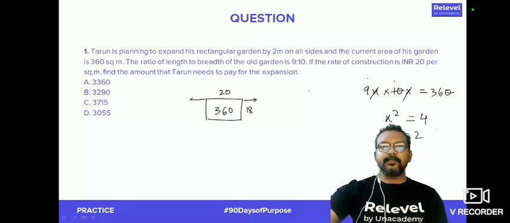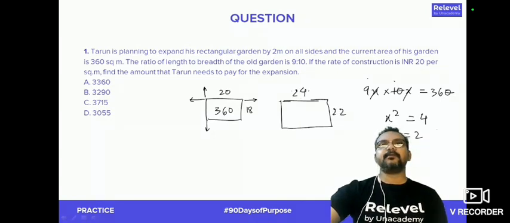Now if you increase the garden by 2 meters on all sides, that means 2 meters this side, 2 meters this side, 2 meters this side, 2 meters this side. Then what was 18 will become plus 4, so it will be 22, and 20 will become 24. So it will become a 24 by 22 dimension garden. And the construction takes 20 rupees per square meter.